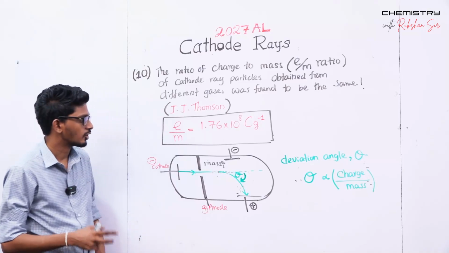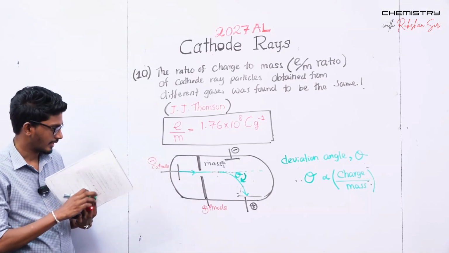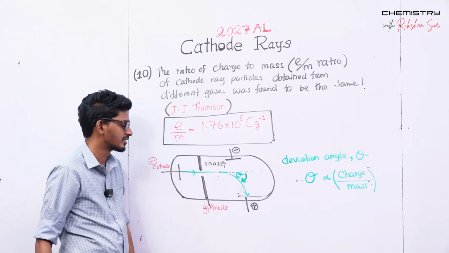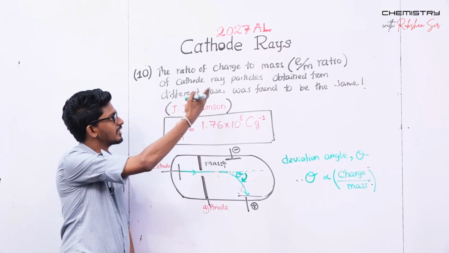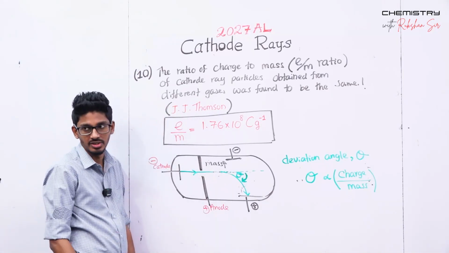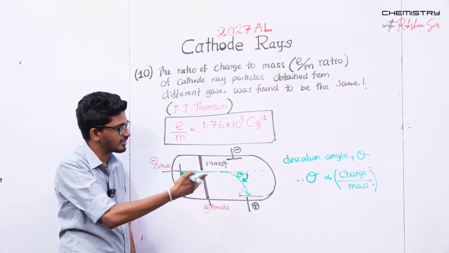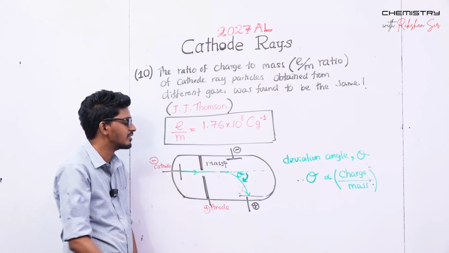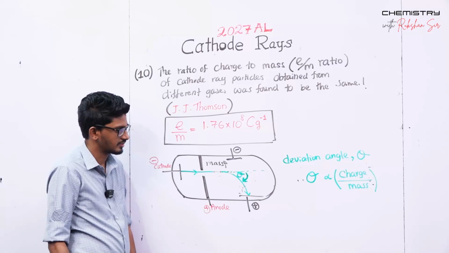That is how Thomson concluded that the e over m ratio of all the cathode rays produced with different gases is the same. The ratio of charge to mass of cathode ray particles obtained from different gases was found to be the same. He came up with this idea by the observation of the deviation angle. You always got the same deviation angle with all the gases inside the tube. That is the idea, right?